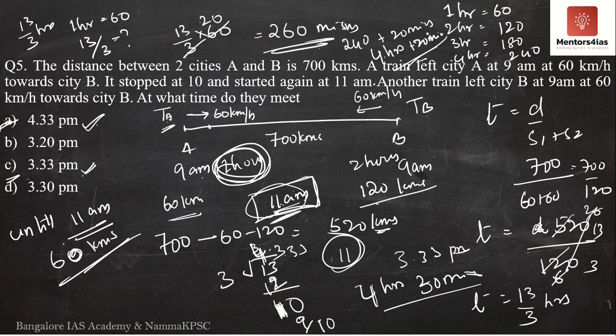So if they take an extra 4 hours 20 minutes, how much is it? 12, 1, 2, 3, 3 p.m. plus 20 minutes. They meet at 3:20. The correct option is option B. It is 3:20. Please don't make silly mistakes.